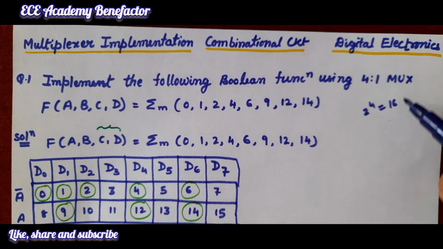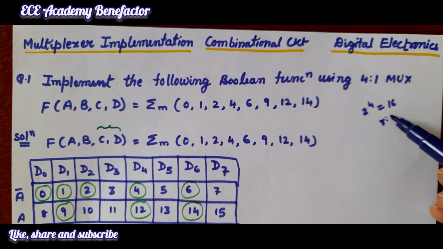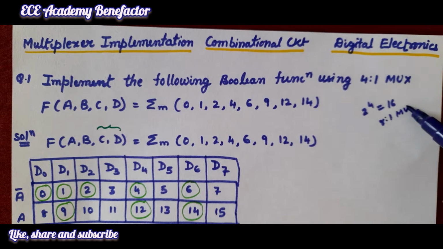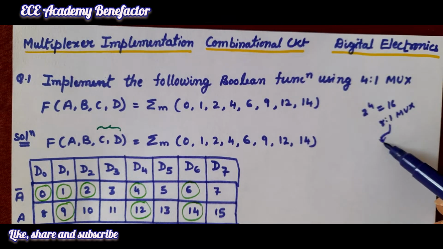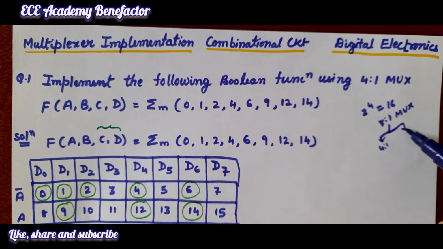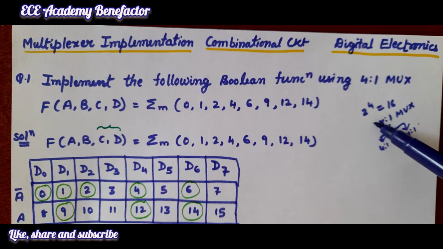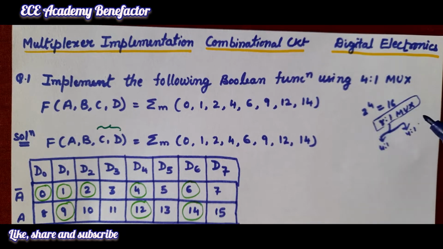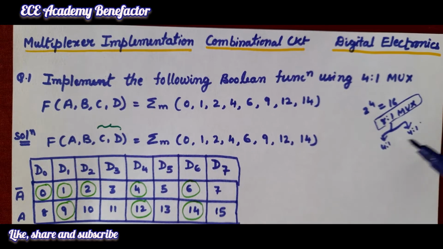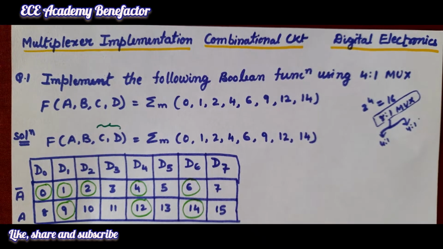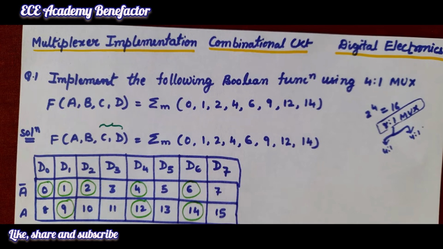So, first we will think of 8:1 mux and then split this into 4:1 and 4:1 mux, because we have to implement the problem using 4:1 mux. So, first let us draw the implementation table of 8:1 mux and then split into 4:1 mux, 4:1 mux. So, let us start the solution.